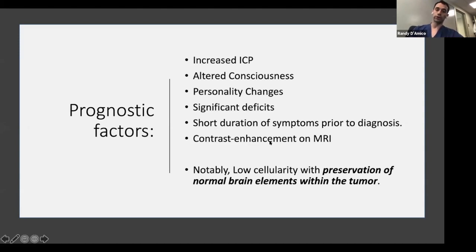And then the shorter the duration of symptoms prior to a diagnosis, you can imagine, this has to do with the fact that something's changing rapidly. And whenever things change rapidly, they're a little more dangerous. And then contrast enhancement on MRI is usually a harbinger of a higher grade.